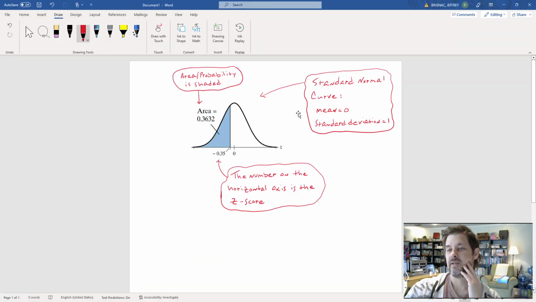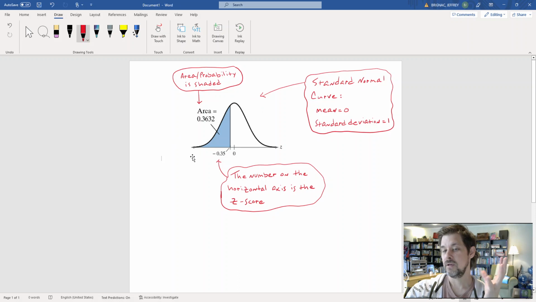What you're looking at here is the standard normal curve. It is a normal distribution with a mean of 0 and a standard deviation of 1. The normal distribution on its own can have any mean and any standard deviation, but the standard normal has a mean of 0 and a standard deviation of 1. Now, in our class, we're interested in calculating probabilities, proportions, and things like that.